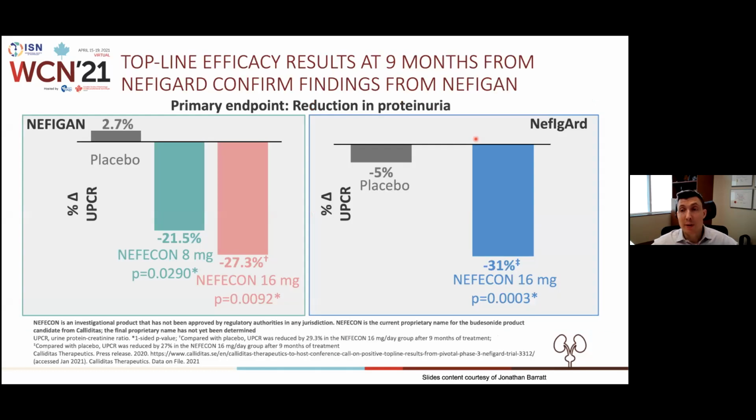And so what we have here on the right is the results of the NefIgArd trial, and by comparison, results of the NEFIGAN trial, which was that phase 2 study I presented in the previous slides. So in the phase 3 study, we saw proteinuria go down by around 30% in the treatment group compared to a very small reduction in the placebo group. And this was very similar to what was seen in that previous phase 2 study.